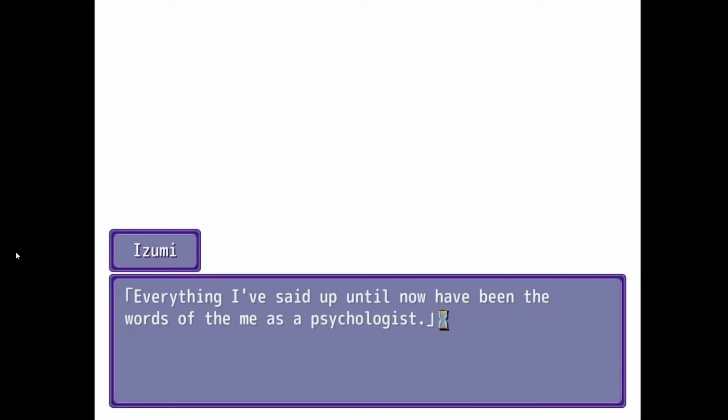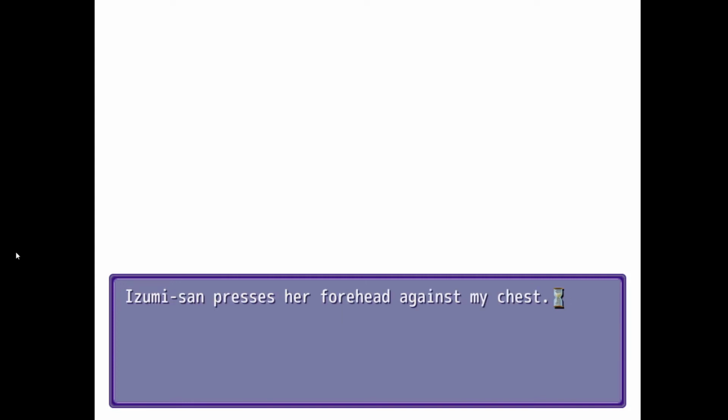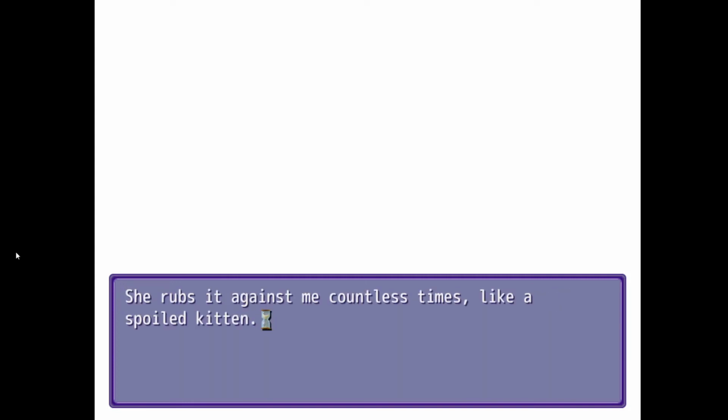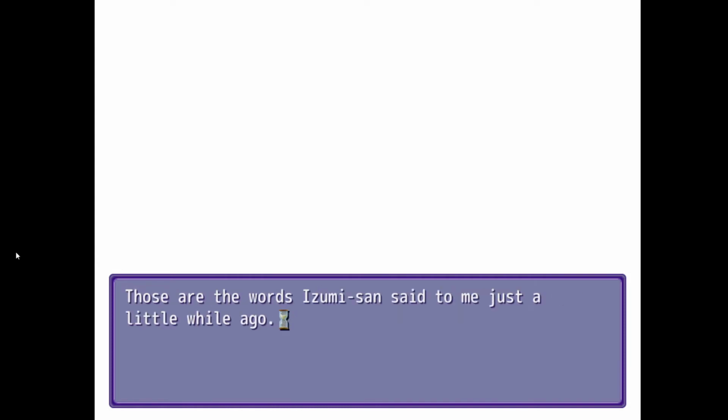Makoto-kun, everything I've said up until now have been the words of the me as a psychologist. The real me will always only believe in this reality before me, because I don't want to lose you. Because I want to believe in this warmth. Izumi-san presses her forehead against my chest. She rubs it against me countless times like a spoiled kitten. Okay. Those are the words of Izumi-san's okay.